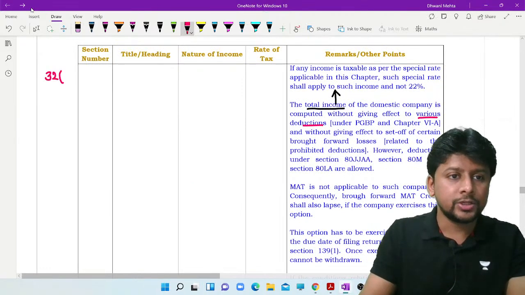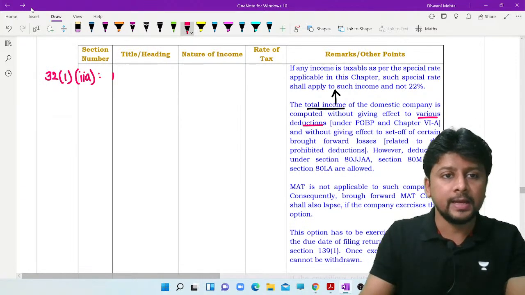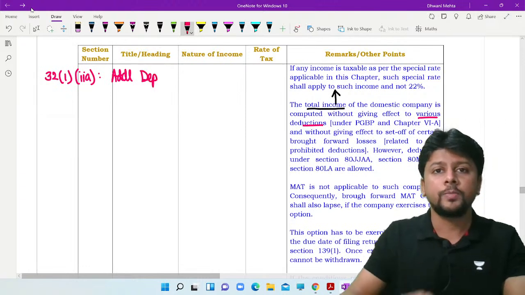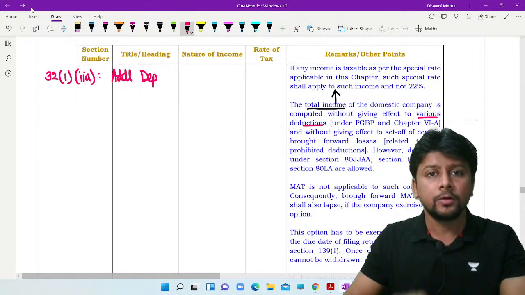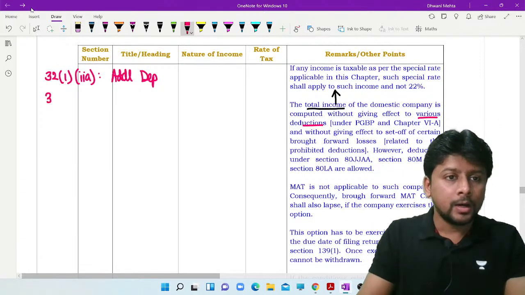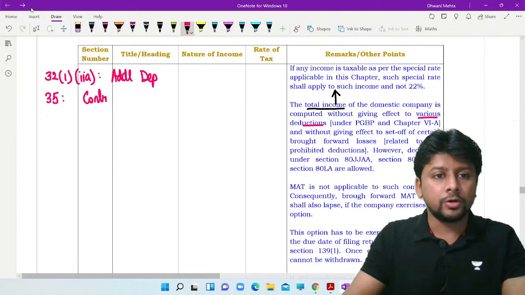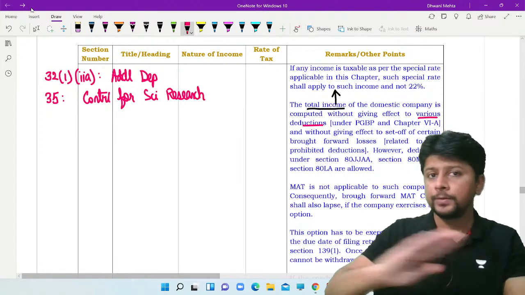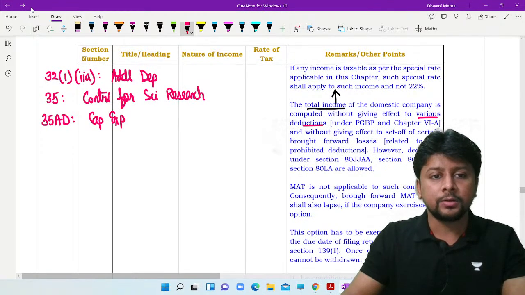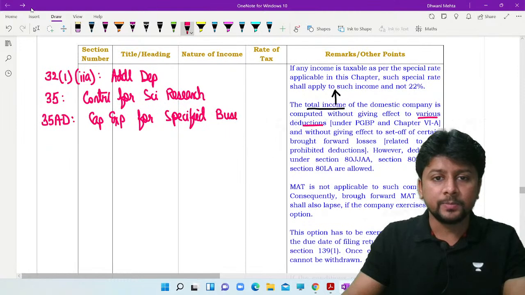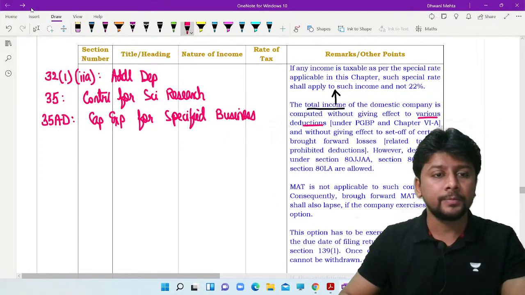Example, section 32(1), clause 2A, which is additional depreciation, is not permitted. As a company, you cannot claim the benefit of additional depreciation. Only normal depreciation is permitted. Only normal depreciation can be deducted. Under section 35, we give contributions for scientific research. Those contributions are not allowed to be deducted. Under section 35AD, you get a deduction of 100% of the capital expenditure incurred for specified businesses. That 100% deduction is not permitted.